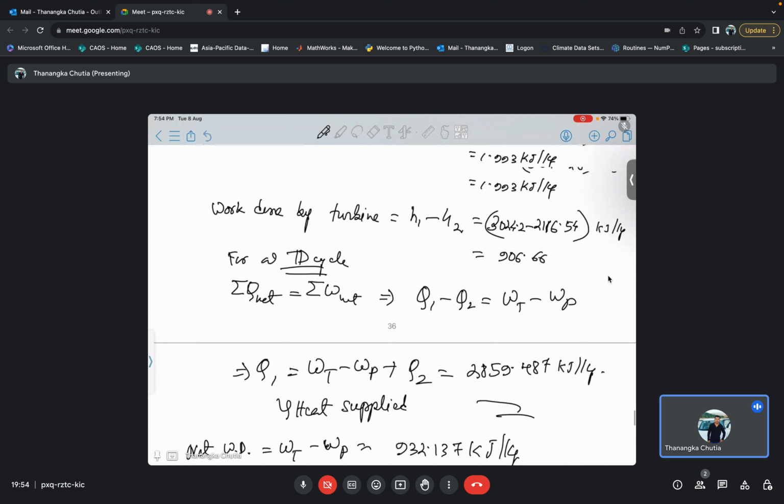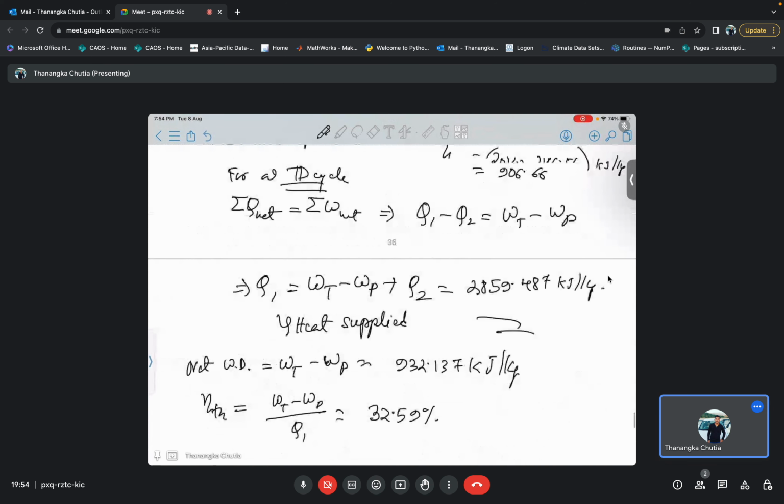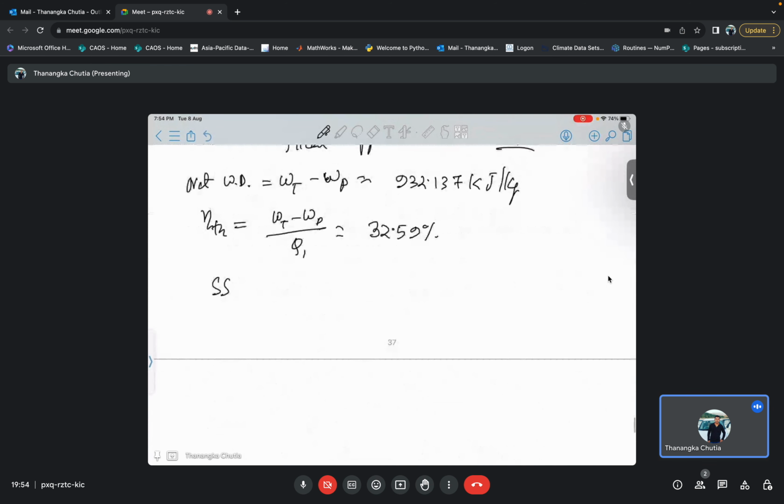Next is theoretical steam consumption, SSC, that is 3600 by W net, in kg per kilowatt hour. This you will get as 3.86 kg per kilowatt hour.